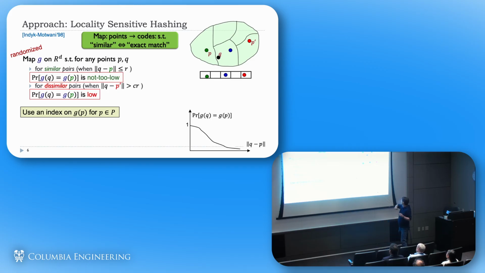Pictorially, you can think about it as follows. We want a distribution over these maps, over this space decomposition, such that as a function of the distance between Q and P, the probability that we have the same code, that we're in the same part, is decreasing. And ideally, we want something which is sharply decreasing. But in principle, this is a prototype for the solution.